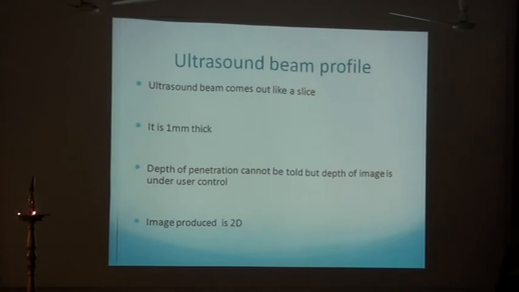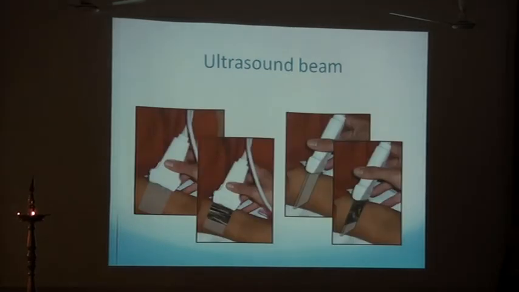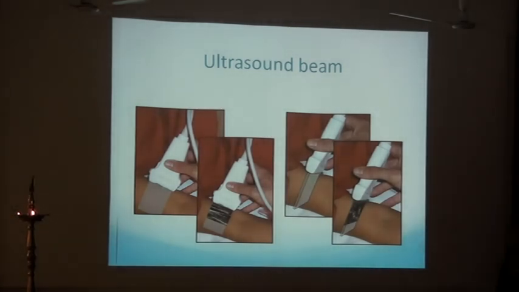The beam which comes out from the probe is very thin, almost 1 millimeter thick, and the depth of penetration of this beam we cannot hold, because it will keep going inside the tissue till it is completely attenuated. But the depth of the image which we get on the screen can be controlled by using knobs, and the image which is produced is a two-dimensional image. This is the beam, as can be seen graphically.